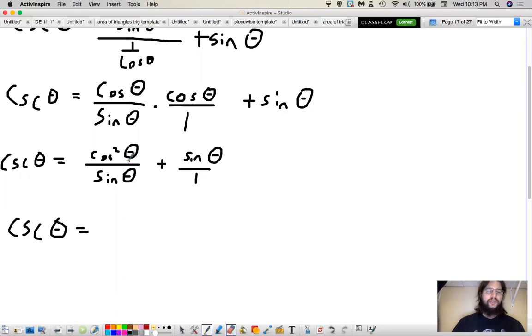So 1 times cosine squared theta is cosine squared theta. Sine of theta times sine of theta is sine squared theta. This symbol goes between them. Yes, the order matters. We do this first and then this. Over sine of theta times 1 is sine of theta.